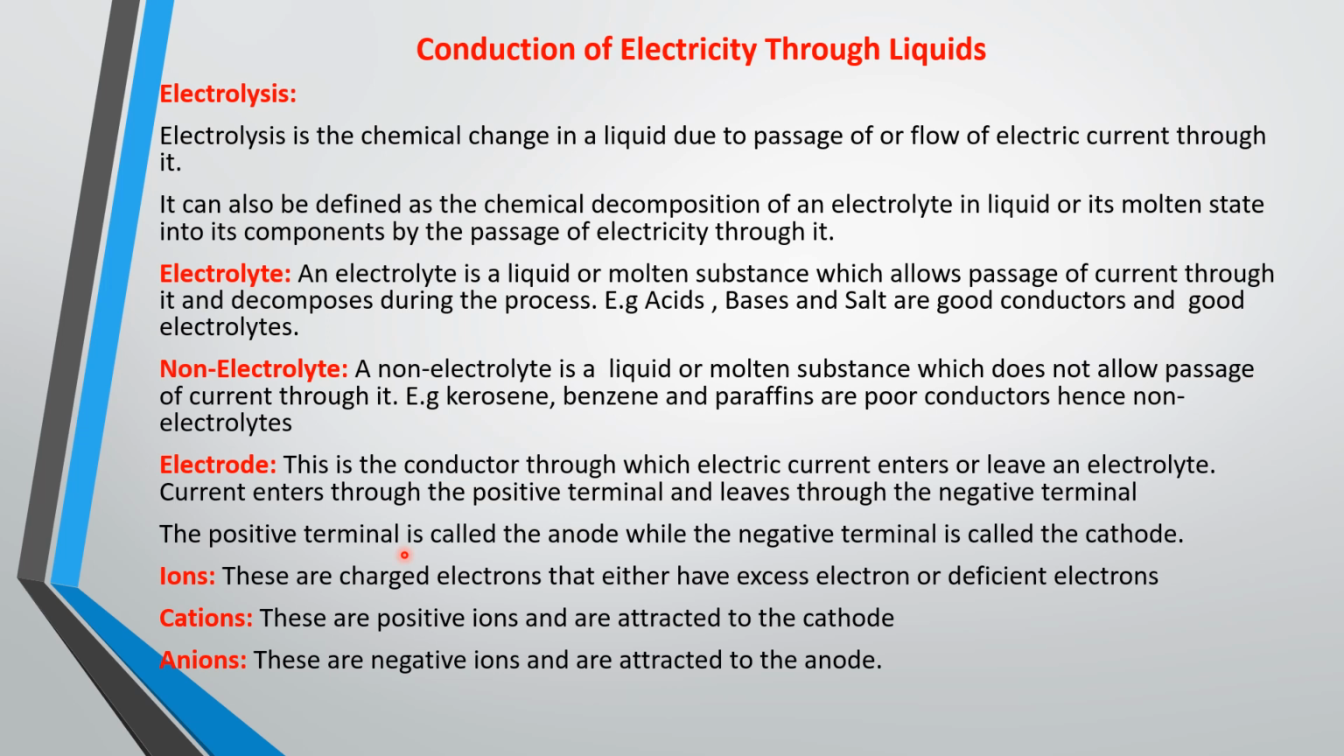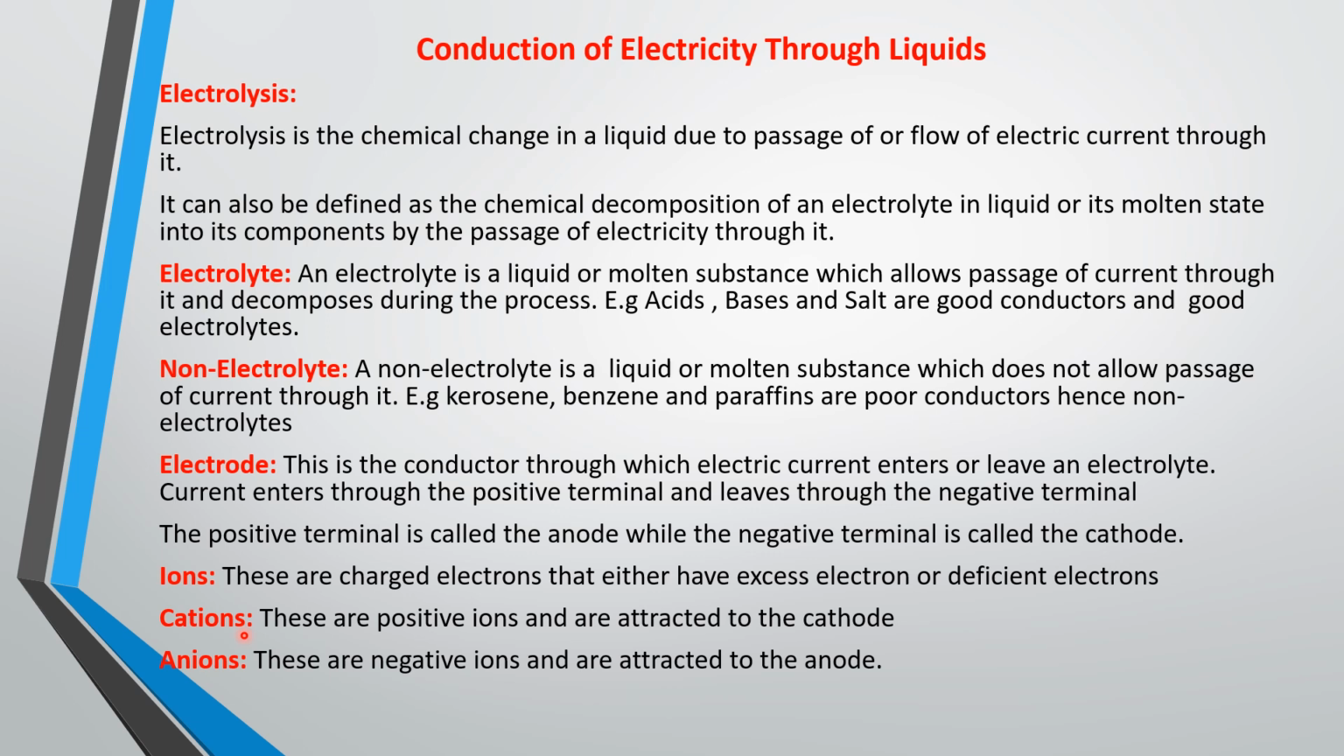Then we have two types of ions. We have the cations and the anions. The cations are positive ions and they are attracted to the cathode. Don't forget that the cathode is a negative electrode. So the positive ions are attracted to the negative electrode.